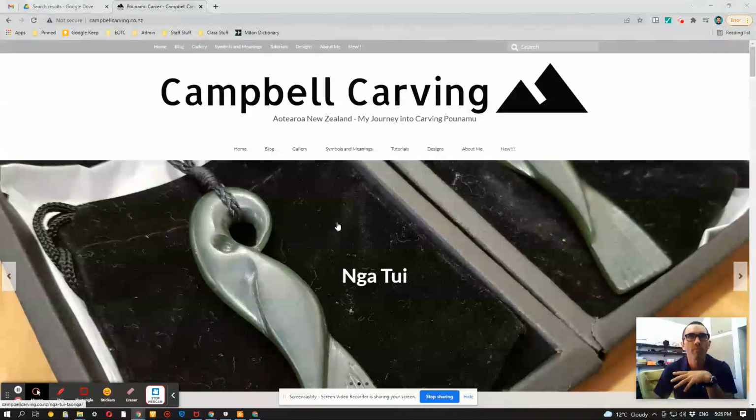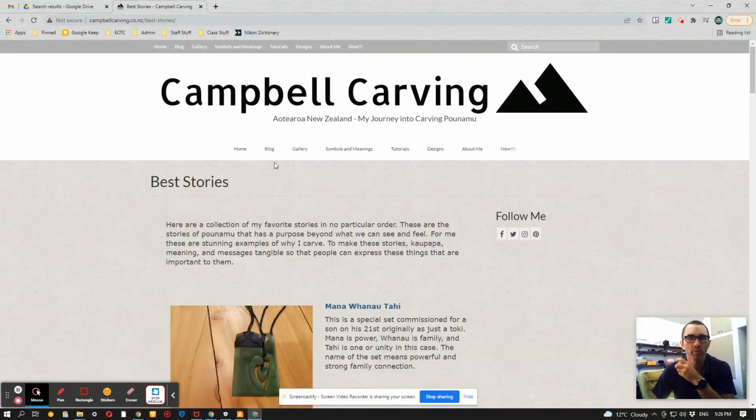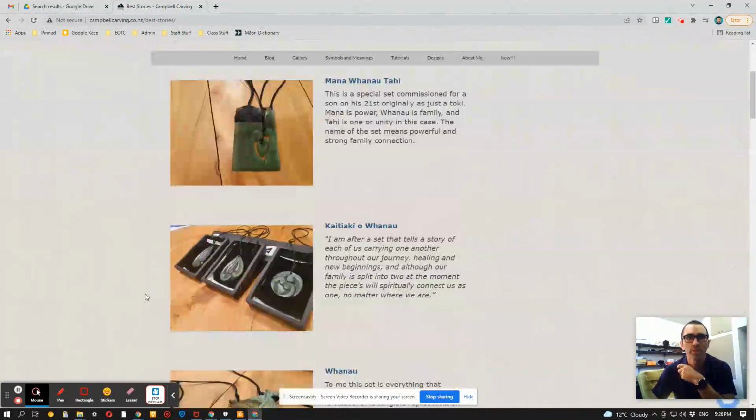Bunch of stuff you can look at here, but what I'm going to be talking about now is the process of kaupapa, of coming up with the meaning, the purpose, the why you're making a pendant, why you are making a taonga. Okay, so for this, I'm going to go to my blog and my best stories part, which is where I put what I consider to be my best stories.